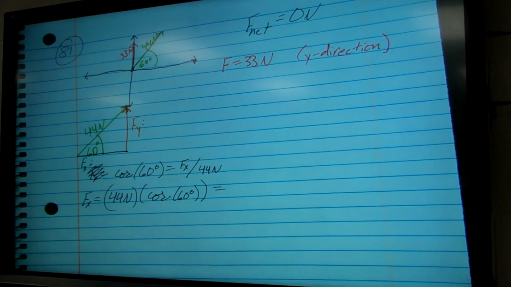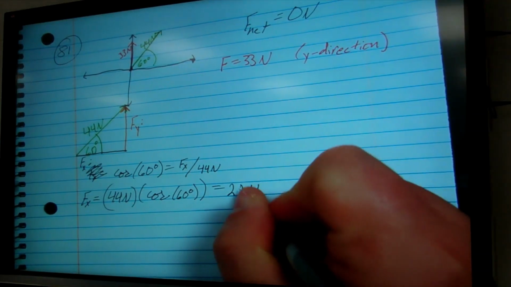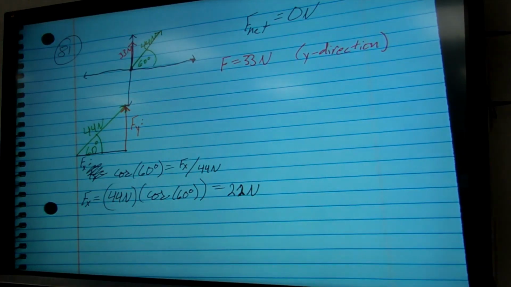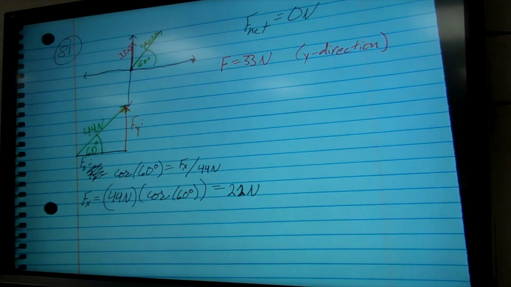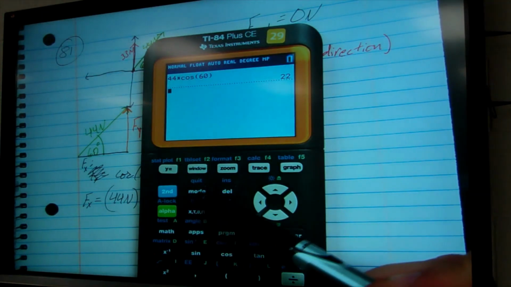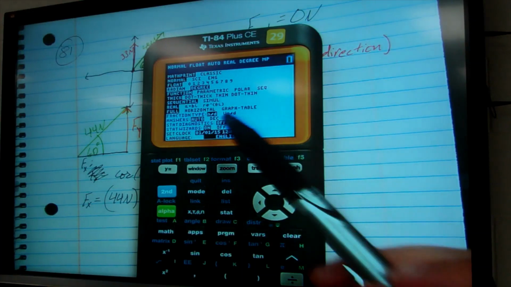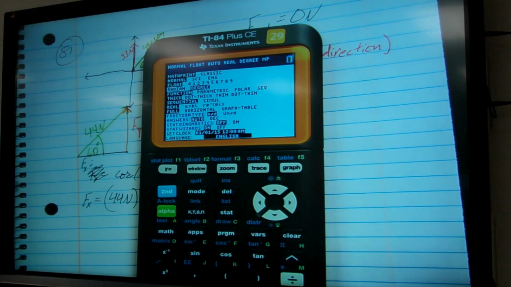So say there's another scenario and we're given 22 newtons, and I don't give you the angle. Then I'll ask you to find it. Are you in degrees or radians? How do you change that? Go to mode. It's right here next to the second function. Once you click it, go down to where it says radian, degree, and make sure degree is highlighted.